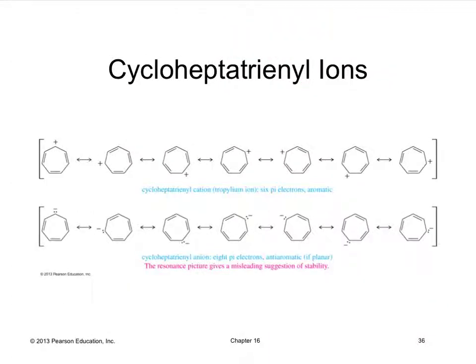In terms of cycloheptatrienyl ions, the tropylium ion has 6 pi electrons and is aromatic as shown above. The anion has 8 pi electrons and it's anti-aromatic if it's planar. Again, the resonance picture here gives a misleading suggestion of stability. Just in terms of movement of electrons, it follows as such.